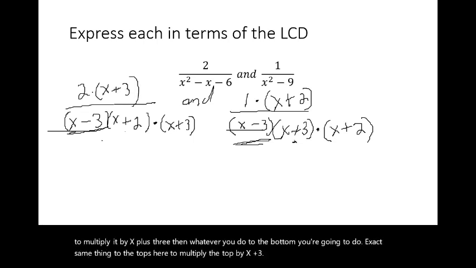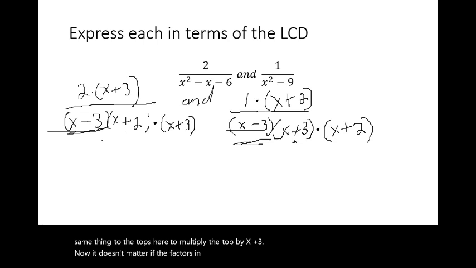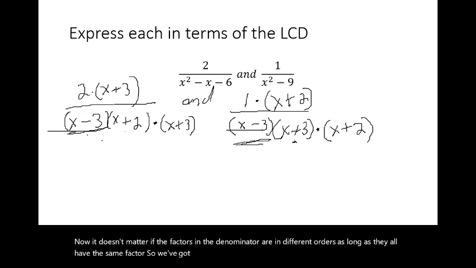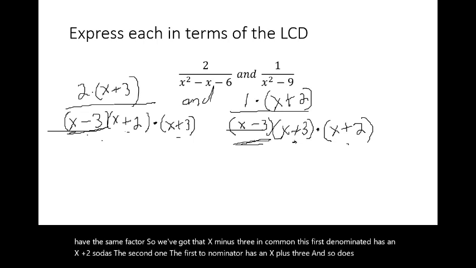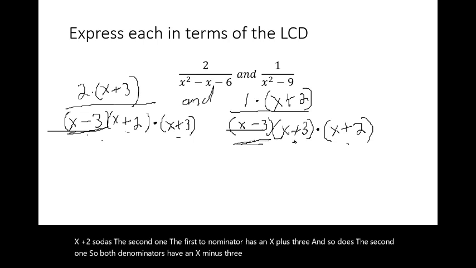Now, it doesn't matter if the factors in the denominator are in different orders, as long as they all have the same factors. So we've got that x minus 3 in common. This first denominator has an x plus 2, so does the second one. The first denominator has an x plus 3, and so does the second one. So both denominators have an x minus 3, an x plus 2, and an x plus 3. So the denominators are now common.